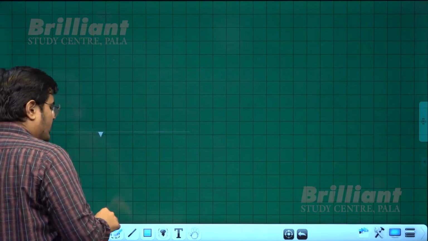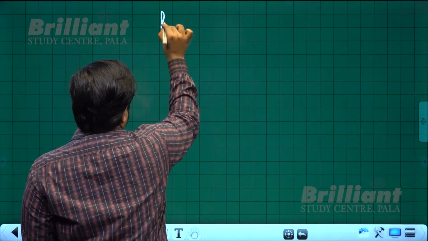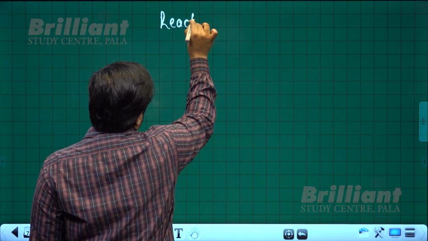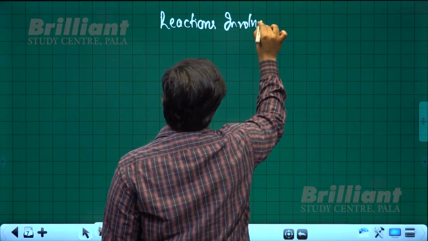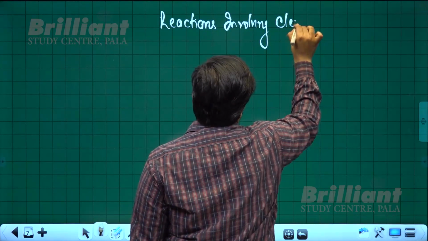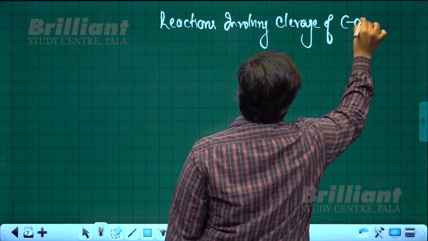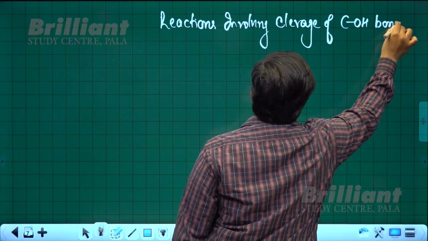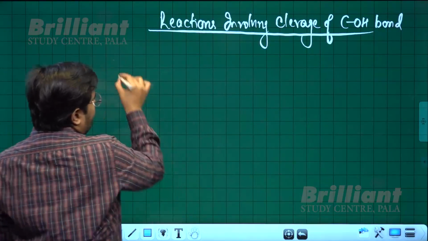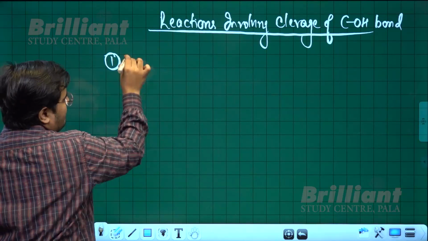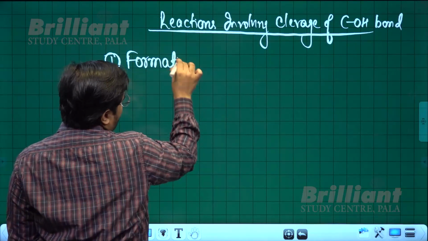So now we are going to move to the next type of reactions, which are reactions involving cleavage of the C-OH bond. In this case, the very first reaction that we will have is the formation of anhydrides.